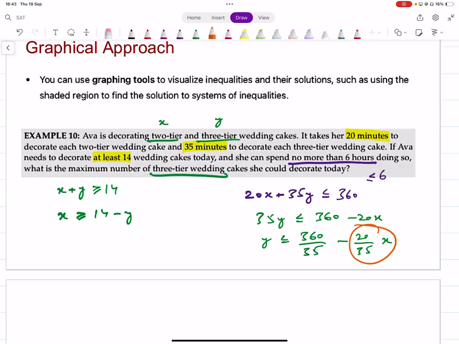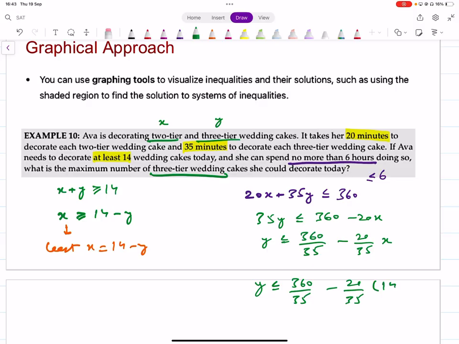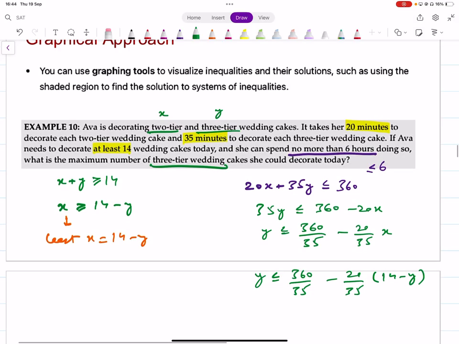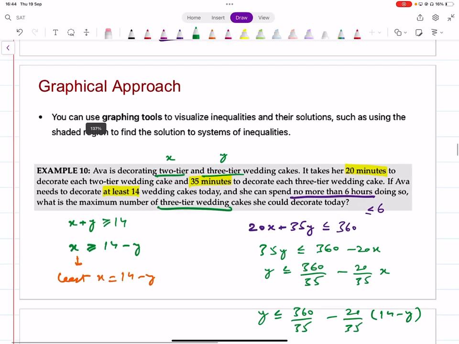What's the smallest possible value of x? X is greater than or equal to 14 minus y. So least x would be 14 minus y. That's what you input there. In place of x you input 360 over 35 minus 20 over 35 times 14 minus y. Solve this, make y the subject, and that should give you y less than or equal to 5.33 eventually, but that will require a lot of work. And then you say the maximum value is y equal to 5. Graph is much easier in this case. Solving this directly is going to be too complicated.